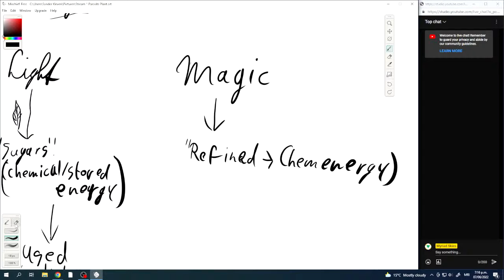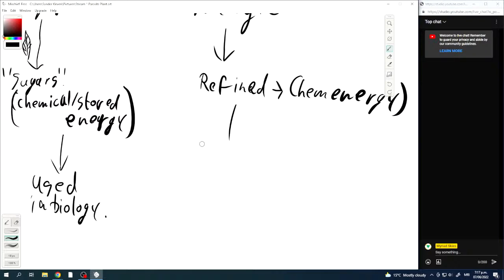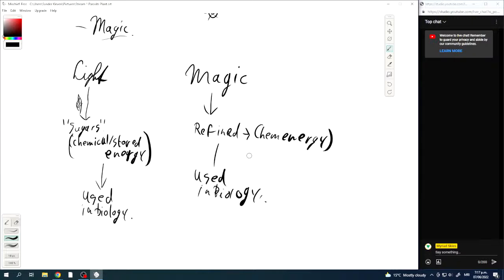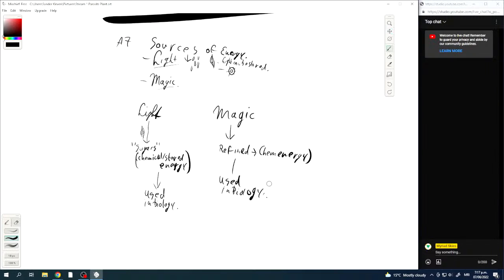Why am I doing quotation marks for that one? I'm not entirely sure. I don't think that's necessary. Which can then also be used in biology. Cool. I mean, I might as well. Nah, because they are separate processes. Can I redo that? Yes, I can. There we go. Cool.